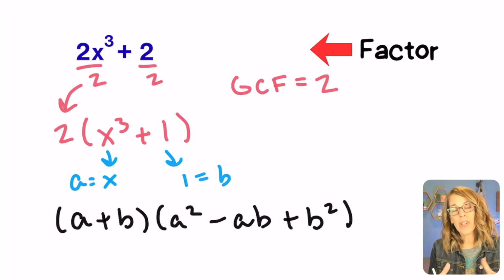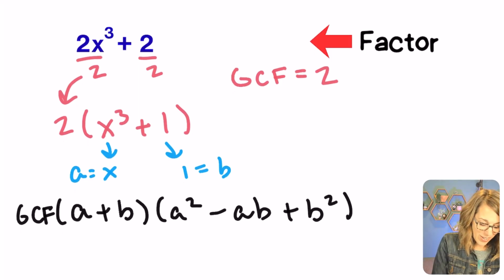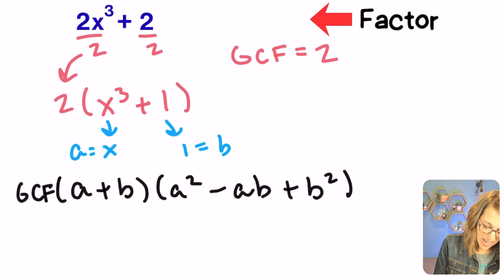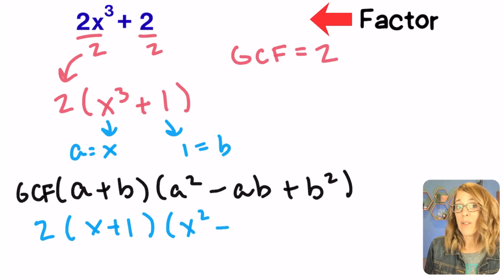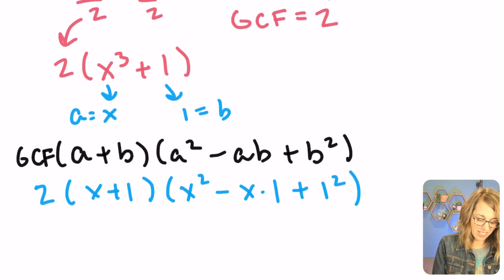So here's our formula, but I also have a GCF. So whenever you have a GCF, that's going to live right out in front here. So as I put everything together for our particular example, we have a 2 out in front, and then I'm going to do my a plus b. That's an x plus 1. And then my a squared is x squared, minus a times b, which is x times 1, plus b squared, which is 1 squared. Not a lot to simplify here, so this is going to be our final answer.